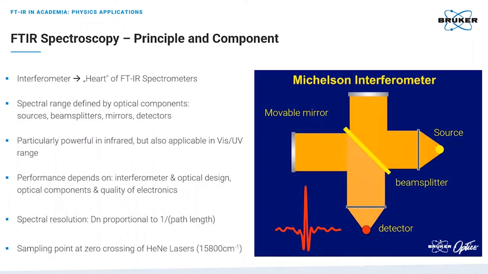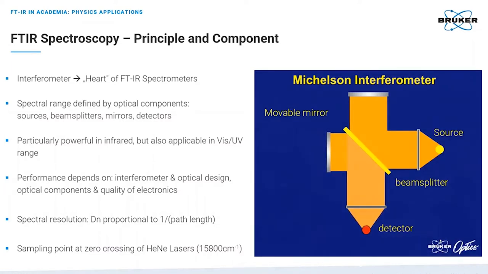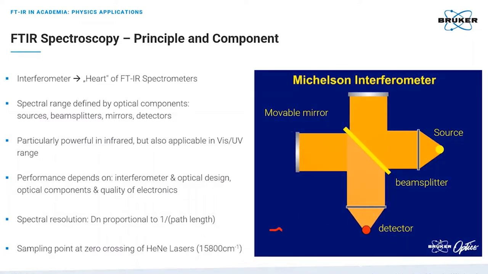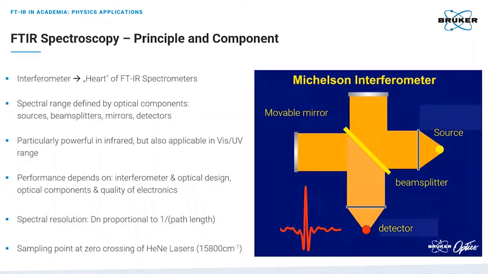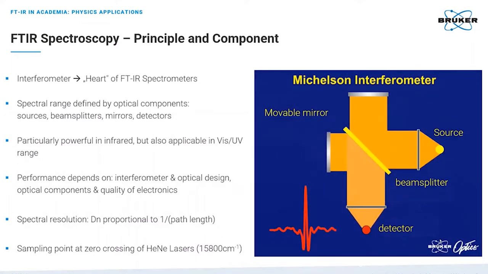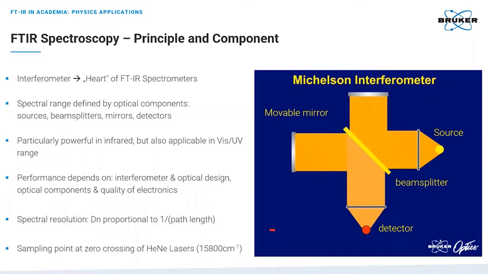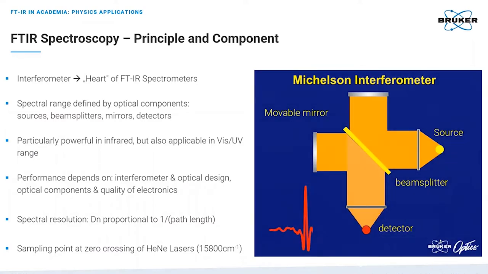The spectral resolution of an FTIR spectrometer depends on how far the moving mirror can go. The further the moving mirror can move, the higher the resolution can be. To collect the interferogram, we must also define the sampling points. Normally, we use a single wavelength laser, as it will generate a nice cosine function in the interferogram, and then we can use the zero crossing points as the sampling points.